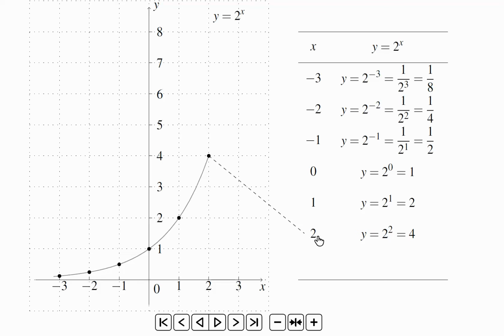x equals 2. 2 squared is 4, so (2, 4) is this point. x equals 3. 2 cubed is 8, this point. And then we have a smooth curve to connect all the points. We got the graph. So that's basically how we got the graph for y equals 2 to the x.